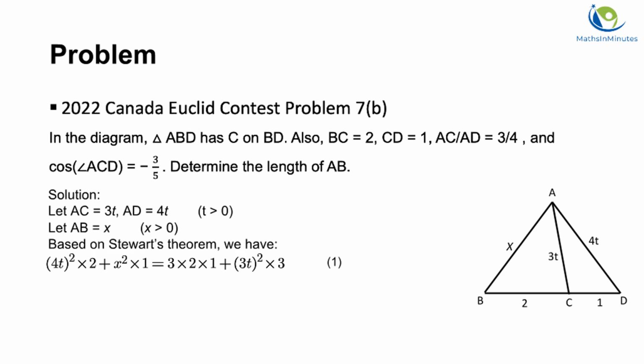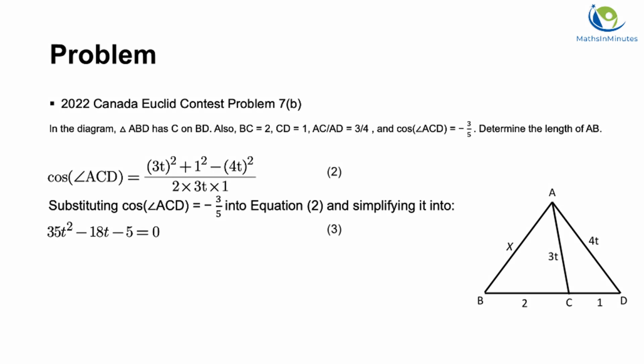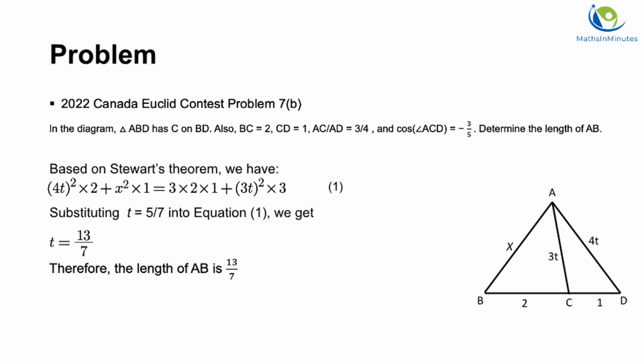Since this problem involves side lengths and a cevian in a triangle, we can apply Stewart's theorem to get equation 1. By applying the law of cosines on triangle ACD at angle ACD, we get equation 2. After substituting the value of cosine ACD into equation 2 and simplifying it, we get quadratic equation 3. By factoring equation 3, we get two solutions. Since t is greater than 0, only the positive solution 5/7 is valid.